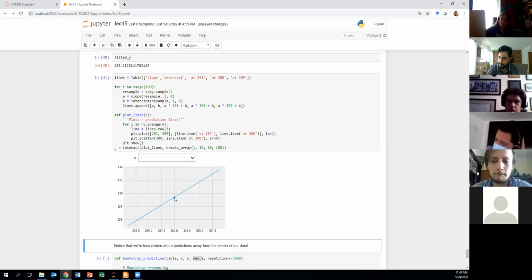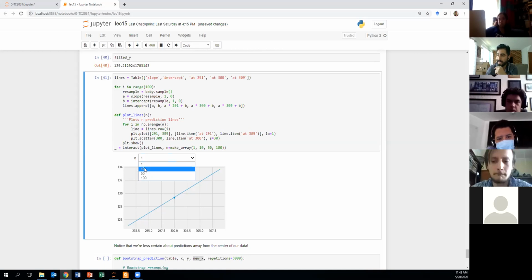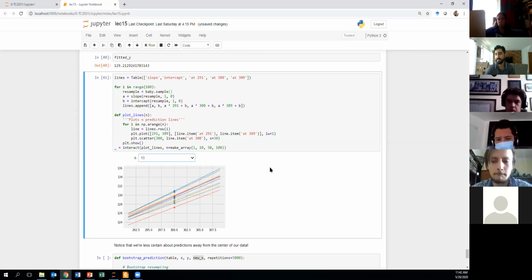This is my predicted, my fitted value, and this is my regression line for that one sample. But what if I take 10 samples? So this is my fitted value for those 10 samples. I sample one time, I get this value, I draw the regression line. I sample another one, I get this value, I draw the regression line.